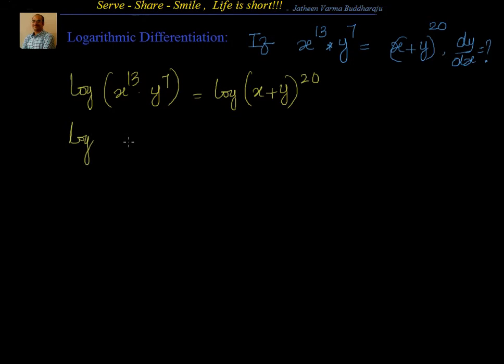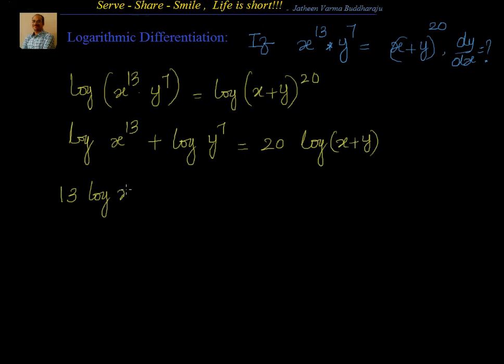So the logarithm of x power 13 plus the logarithm of y power 7 is equal to 20 times the logarithm of x plus y. I can bring 13 here because we know log of a power m is m log a. So can I say 13 log x plus 7 log y is equal to 20 log of x plus y.